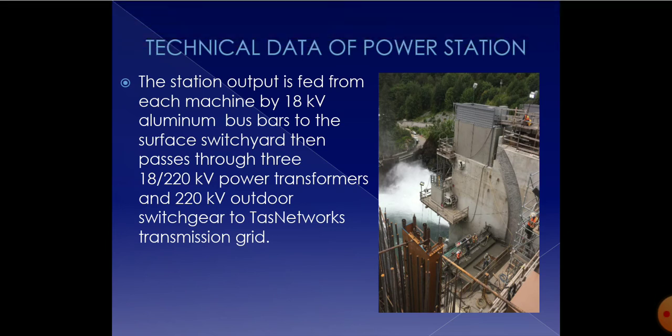Now, technical data of power station. The station output is fed from each machine by 18 kilovolt aluminum bus bars to the surface switchyard, then passes through three 18 by 220 kilovolt power transformers and 220 outdoor switchgear to the TasNetworks transmission grid.